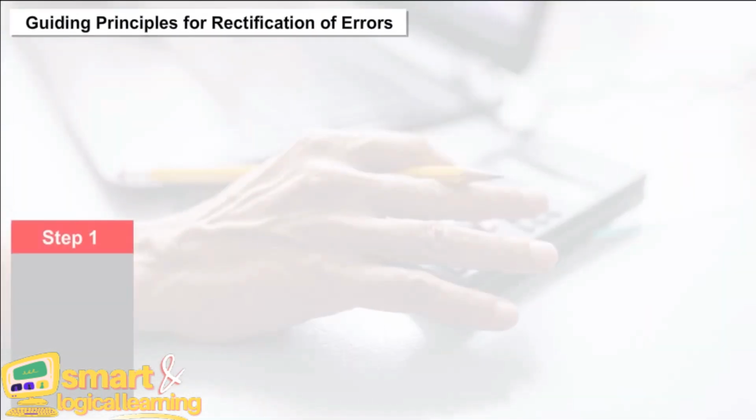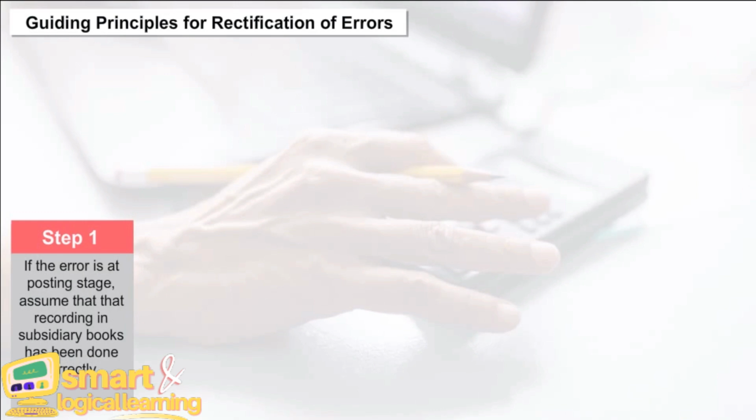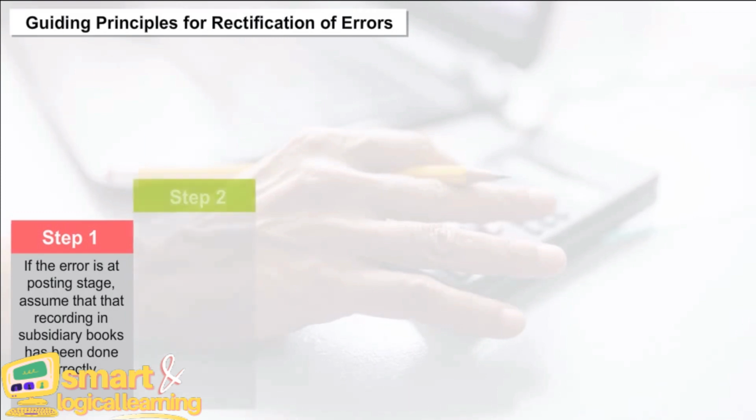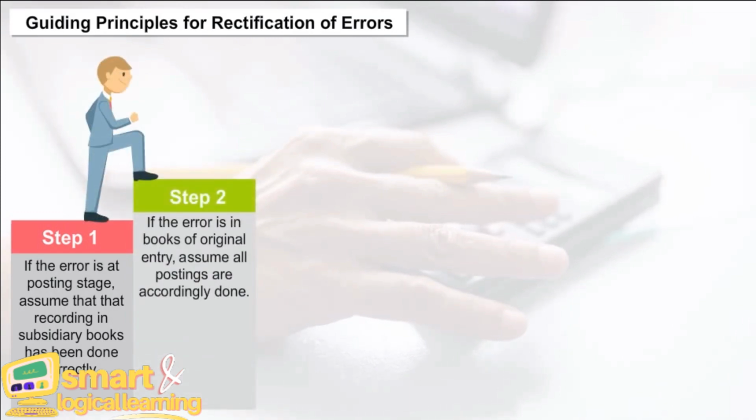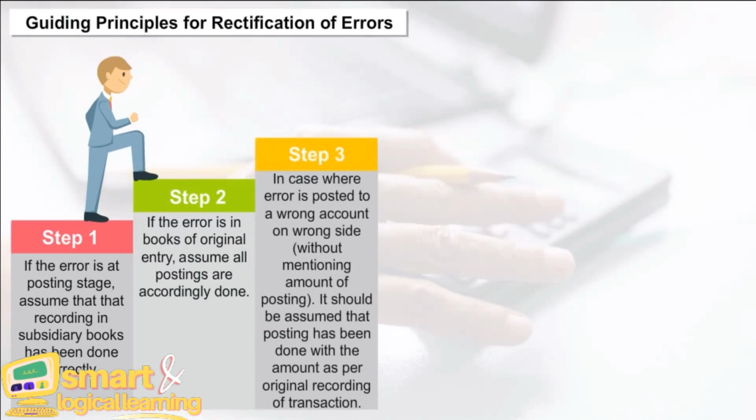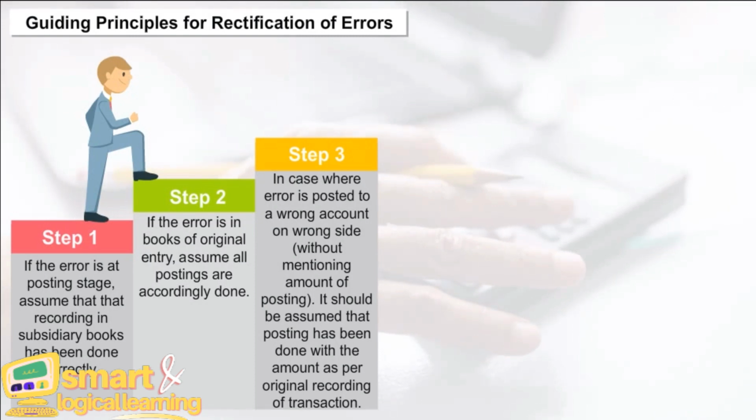1. If the error is at posting stage, assume that recording in subsidiary books has been done correctly. 2. If the error is in books of original entry, assume all postings are accordingly done. 3. In case where error is posted to a wrong account on wrong side without mentioning amount of posting, it should be assumed that posting has been done with the amount as per original recording of transaction.